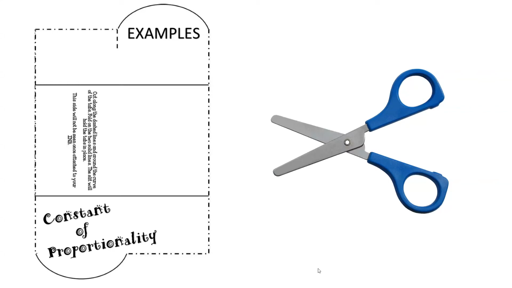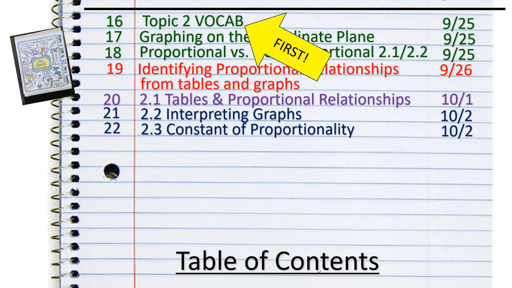Today's lesson, we're going to cover interpreting graphs, which is section 2-2, and also constant proportionality from tables, which is 2-3. You're going to have to cut out the note sheet. So please add these 2 pages to the notebook, page 21 and page 22. But before we get to these 2 pages, we are going to look at the topic 2 vocab that we added in earlier and update the first one.